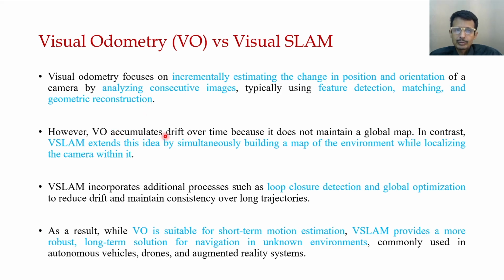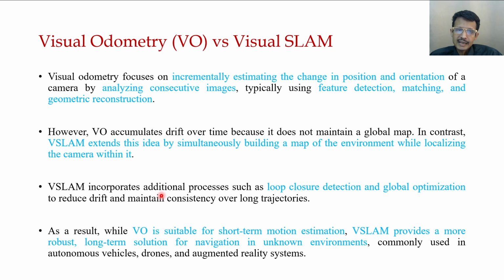However, this visual odometry accumulates drift over time because it does not maintain a global map. In contrast, Visual SLAM extends this idea by simultaneously building a map of the environment while localizing the camera within it. So this is a bit more advanced in that sense.